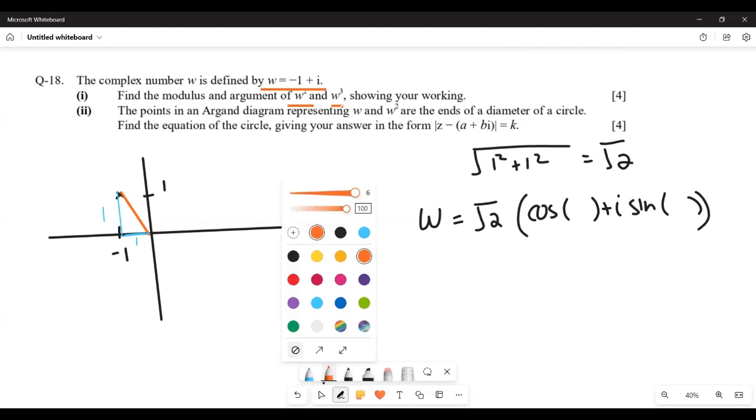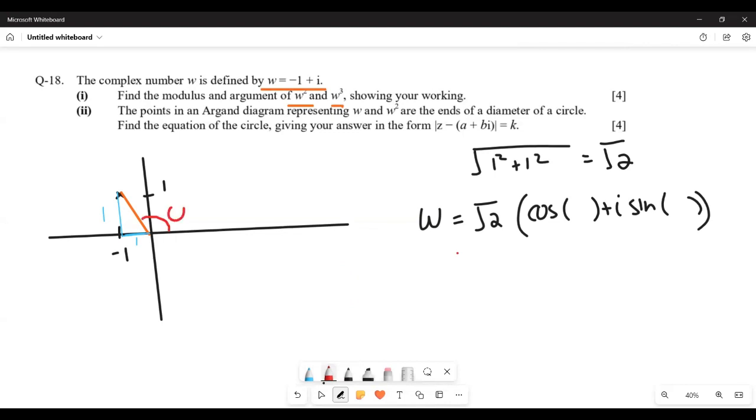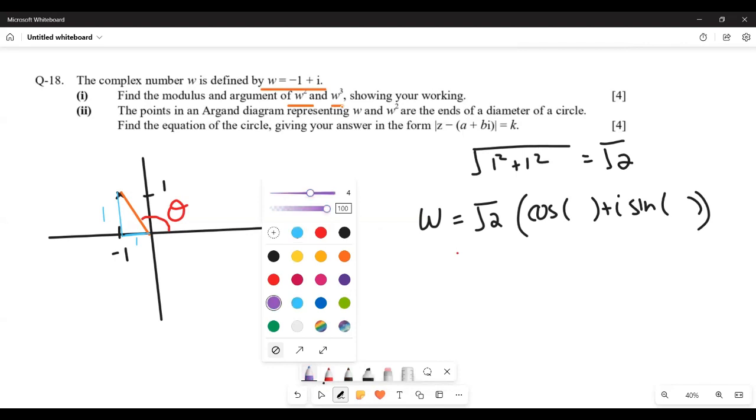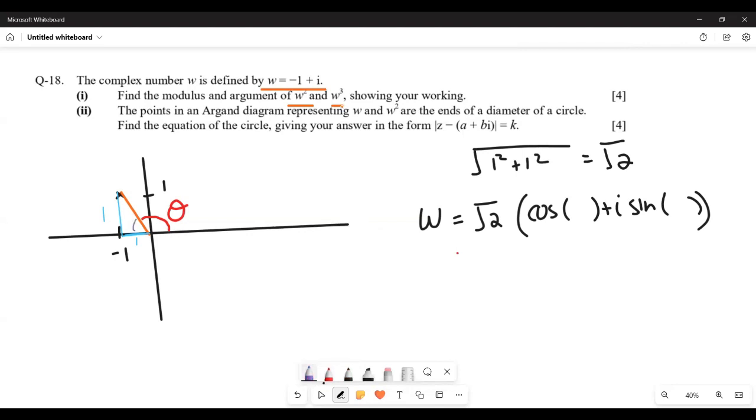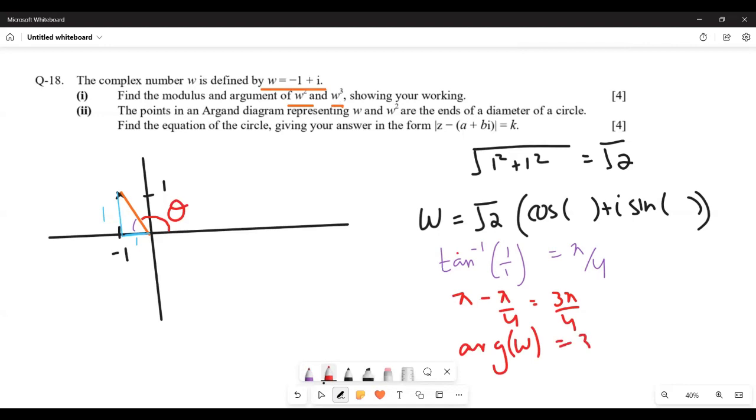All right, now I need the argument of that point. Argument of that point is this angle. How do we find this angle? I'm going to find the adjacent angle first, and then subtract it from pi. So the adjacent angle is going to be tan inverse 1 upon 1, which is pi by 4 or 45 degrees. So the rest of the angle is going to be pi minus pi by 4, which is 3 pi by 4. So the argument of W is 3 pi by 4.